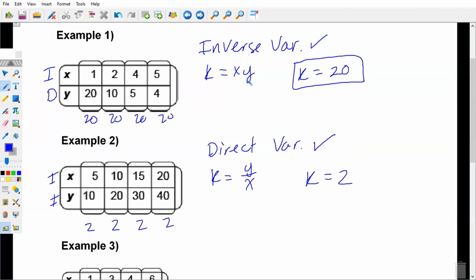Okay? So do we see the difference between an inverse variation and a direct variation? Yes. All right. Try number 3. So example 3. See if you can do it a little quicker.